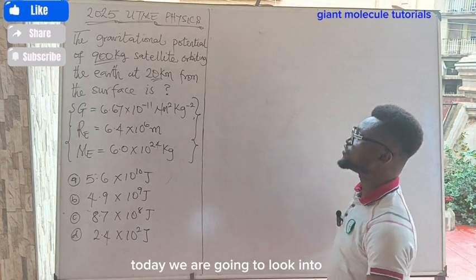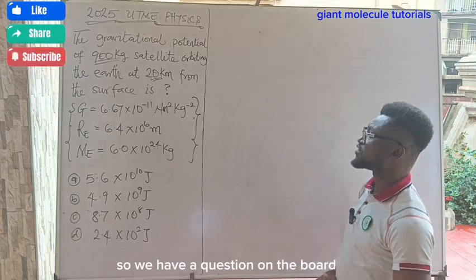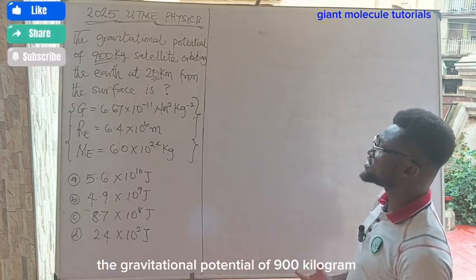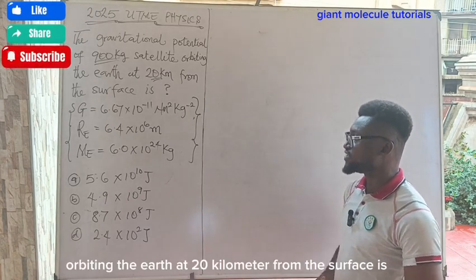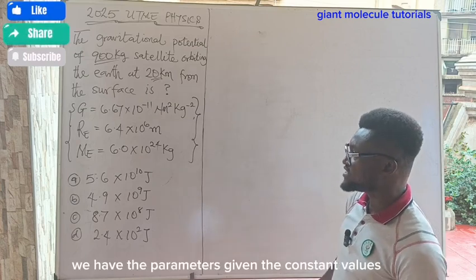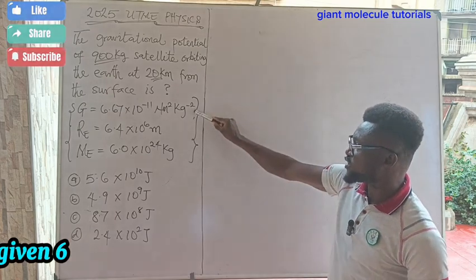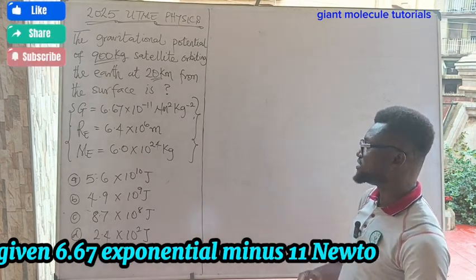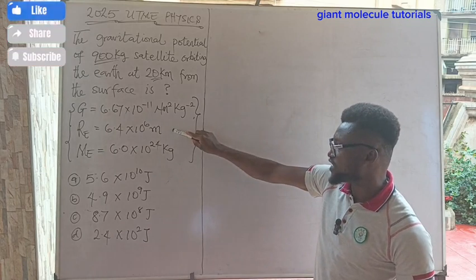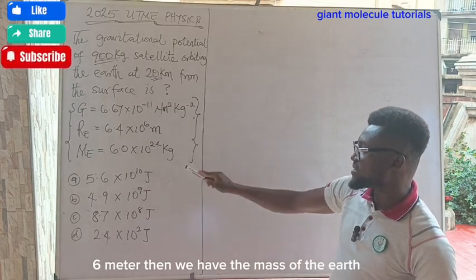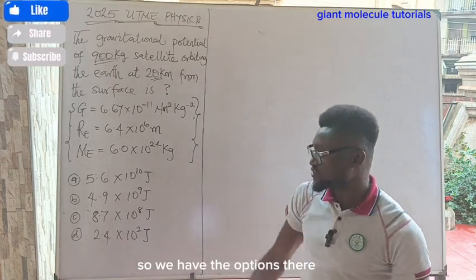Today we are going to look into JAM Past Question 2025 on physics subject. So we have a question on the board. The gravitational potential of 900 kilogram satellite orbiting the Earth at 20 kilometers from the surface is. We have the parameters given, the constant values. We have universal gravitational constant given, 6.67 exponential minus 11 Newton meter squared per kilogram squared. We have distance of the Earth given as 6.4 exponential 6 meter. Then we have the mass of the Earth given as 6 exponential 24 kilogram. So we have the options there.